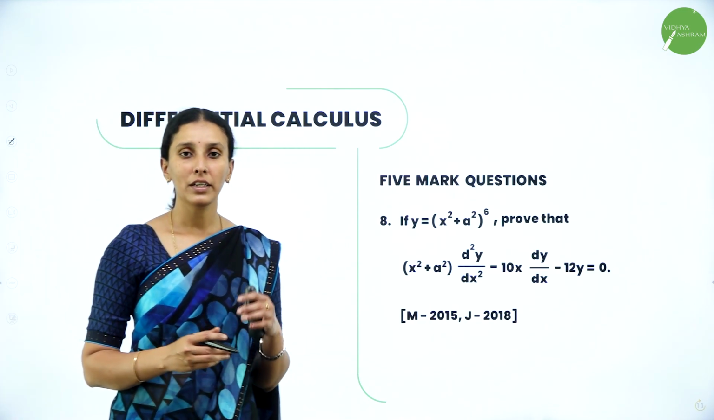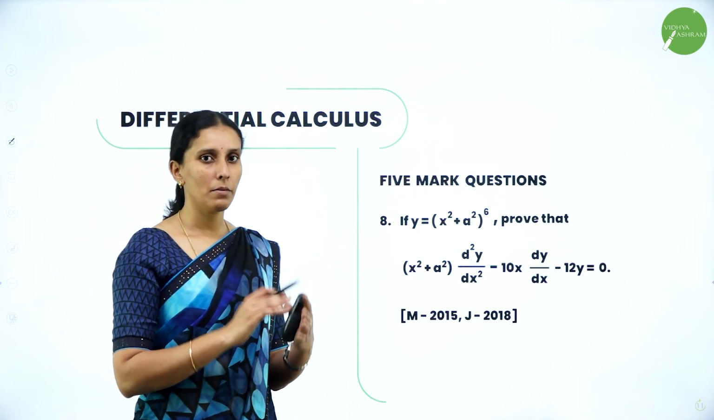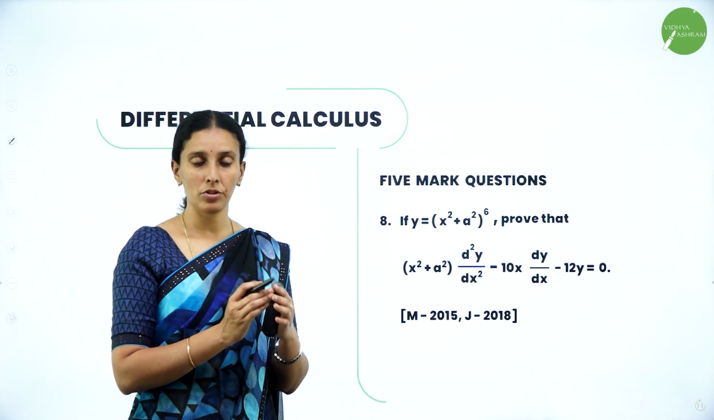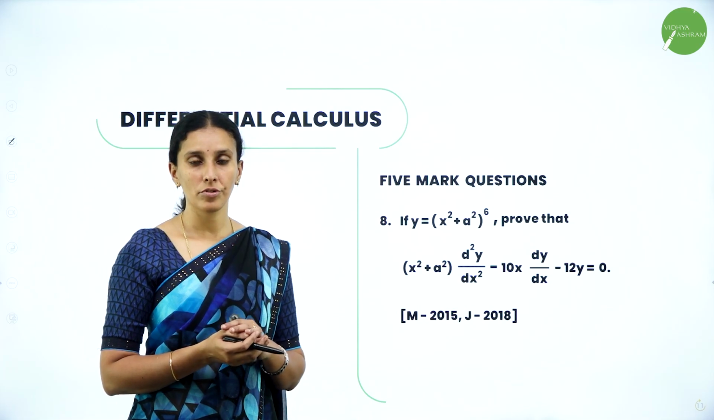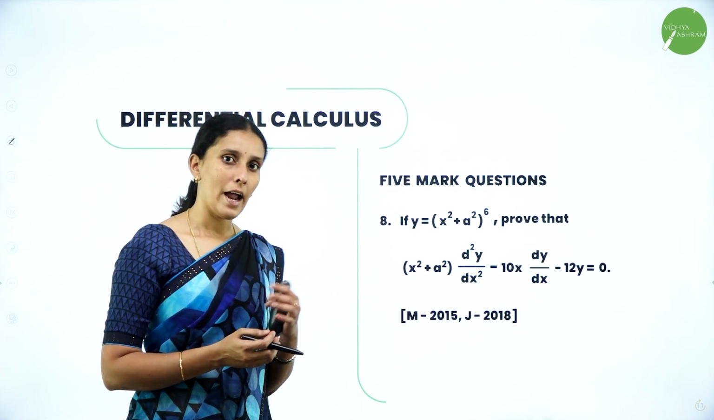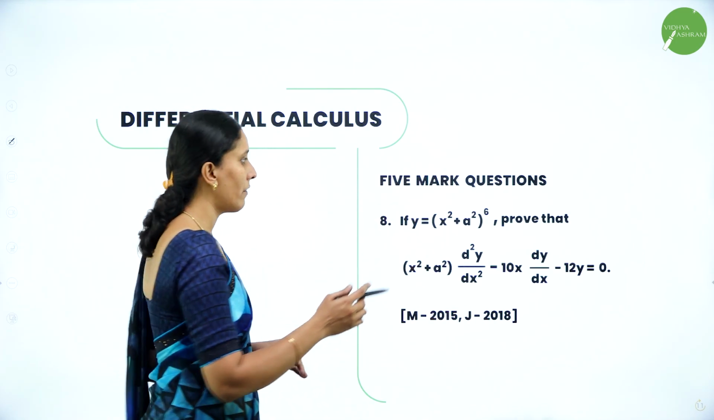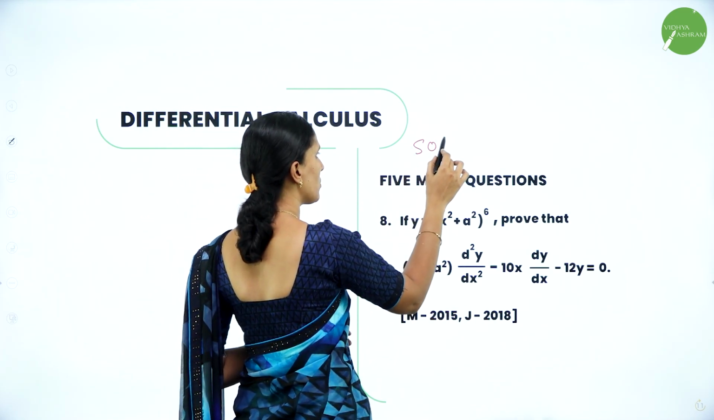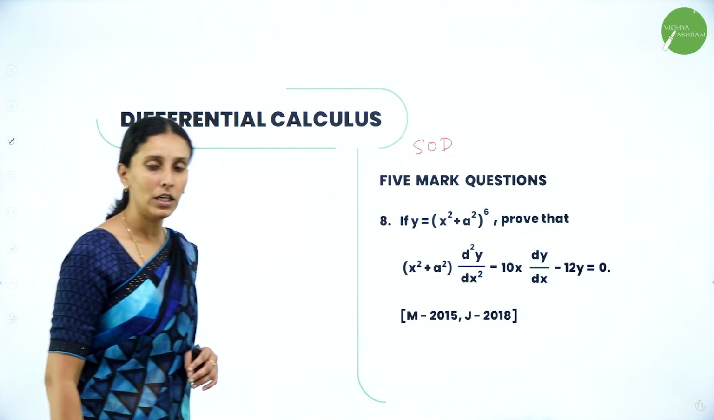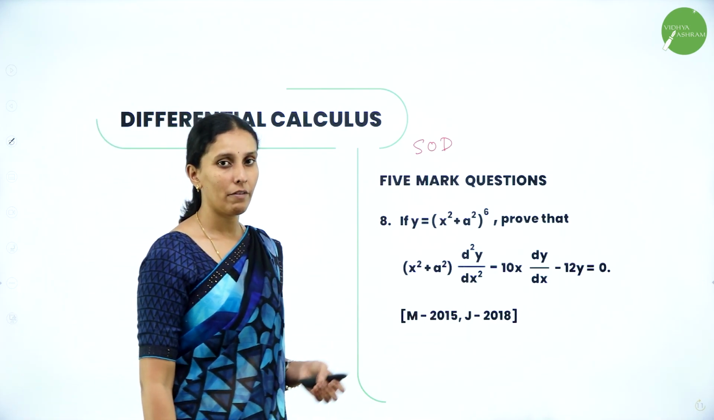Next we will move on to the 5-mark question. So in the 3-mark questions you can expect questions on the parametric function, the first principles and the logarithmic function. So here purely second order derivatives are given for the 5-mark question. You are supposed to find the second order derivative and prove the given equation.